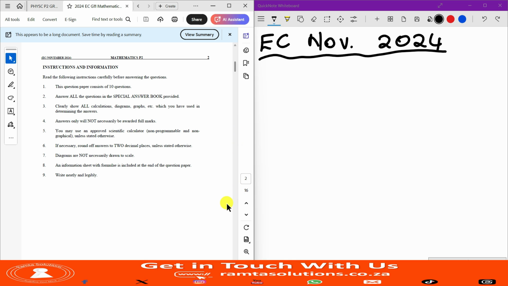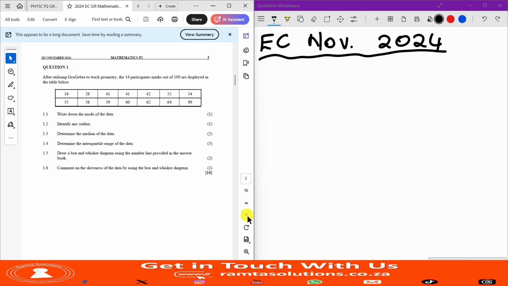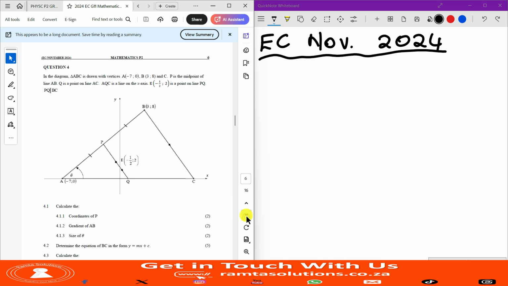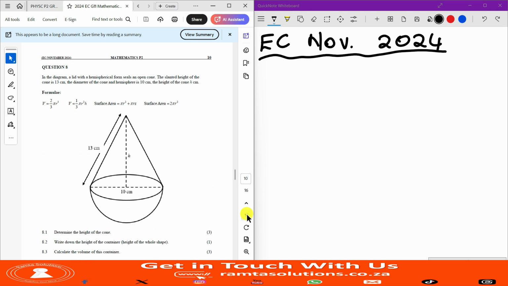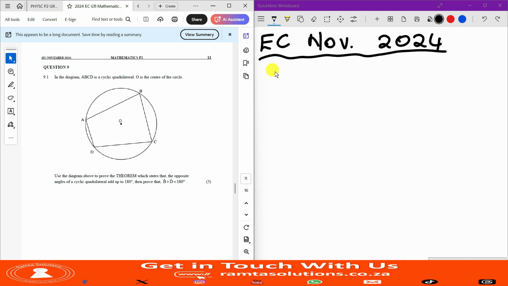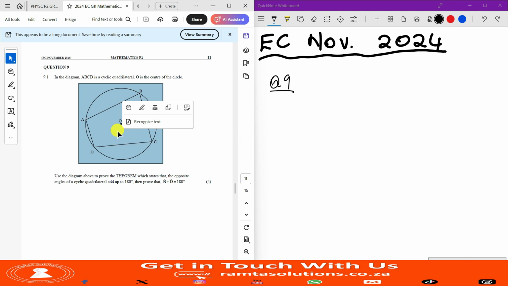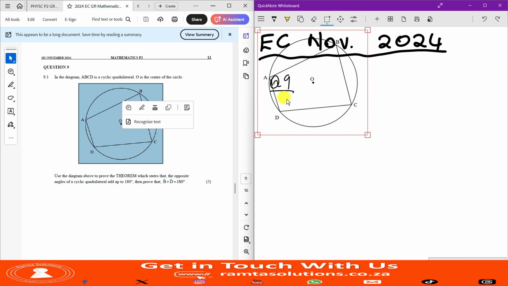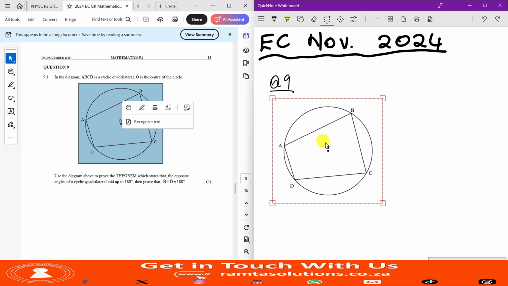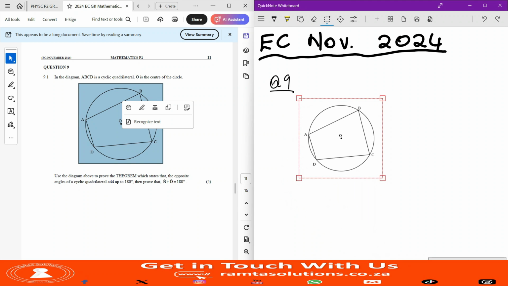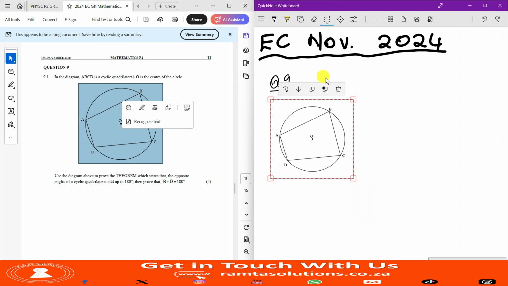Right, now let's get to the paper. Euclidean geometry for grade 11 will normally be question 9. Indeed, it's question 9. So let's go. Question 9. Let me copy this and paste it. Okay, here it is. Okay, perfect. Now, proceeding.